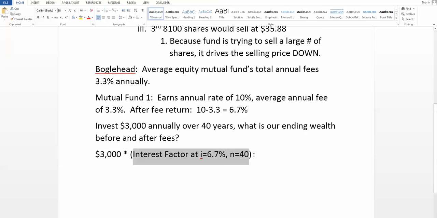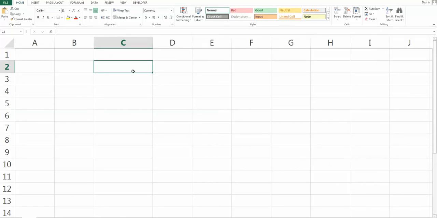I'm going to do this in Excel anyway, but I'd look up that appropriate number on the interest factor table if it had gone out to 6.7. You could in reality only look it up at 6% or 7%. It doesn't have decimals between those integers. But basically, I'd like to find out how much this $3,000 saved every year, earning 6.7% for 40 years would be worth. I'm going to do that in Excel.